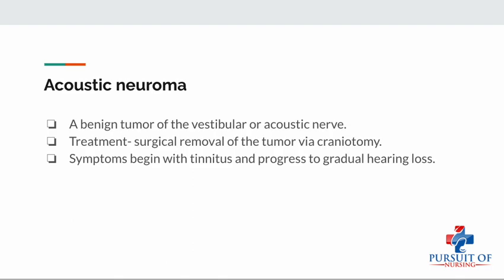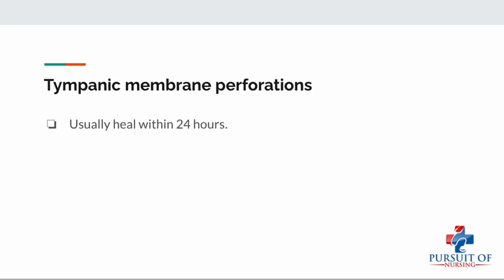Acoustic neuroma. So an acoustic neuroma is a benign tumor of the vestibular or acoustic nerve. Treatment is surgical removal of that tumor via a craniotomy. This may cause damage to hearing, facial movements, and sensations. Symptoms of an acoustic neuroma begin with tinnitus and progress to gradual hearing loss with time.